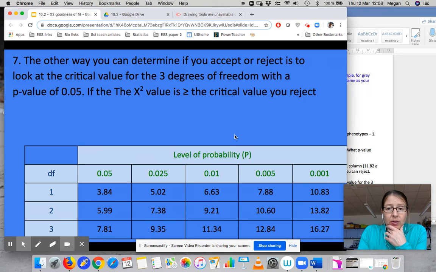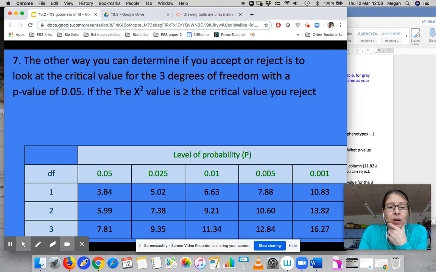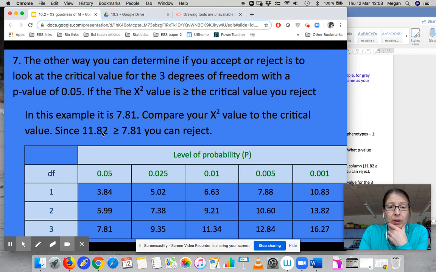There's another way we can do this, which is to take our chi-square value and compare it to the critical value at 0.05. The critical value at 0.05 is 7.81. So we know that 11.82 is bigger than that, and because it's bigger, we can reject. So 11.82 is greater than 7.81, so we can reject the null. Either way, that's how you go through and do it.